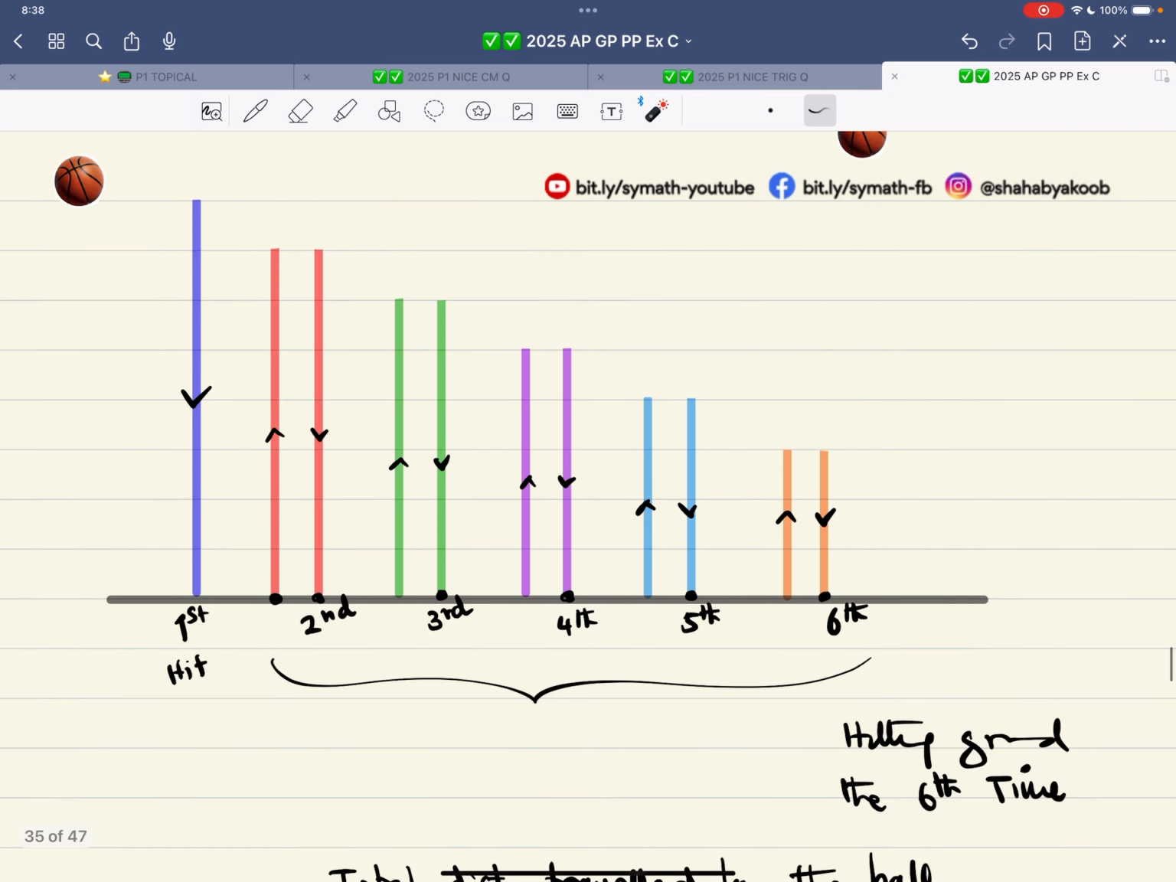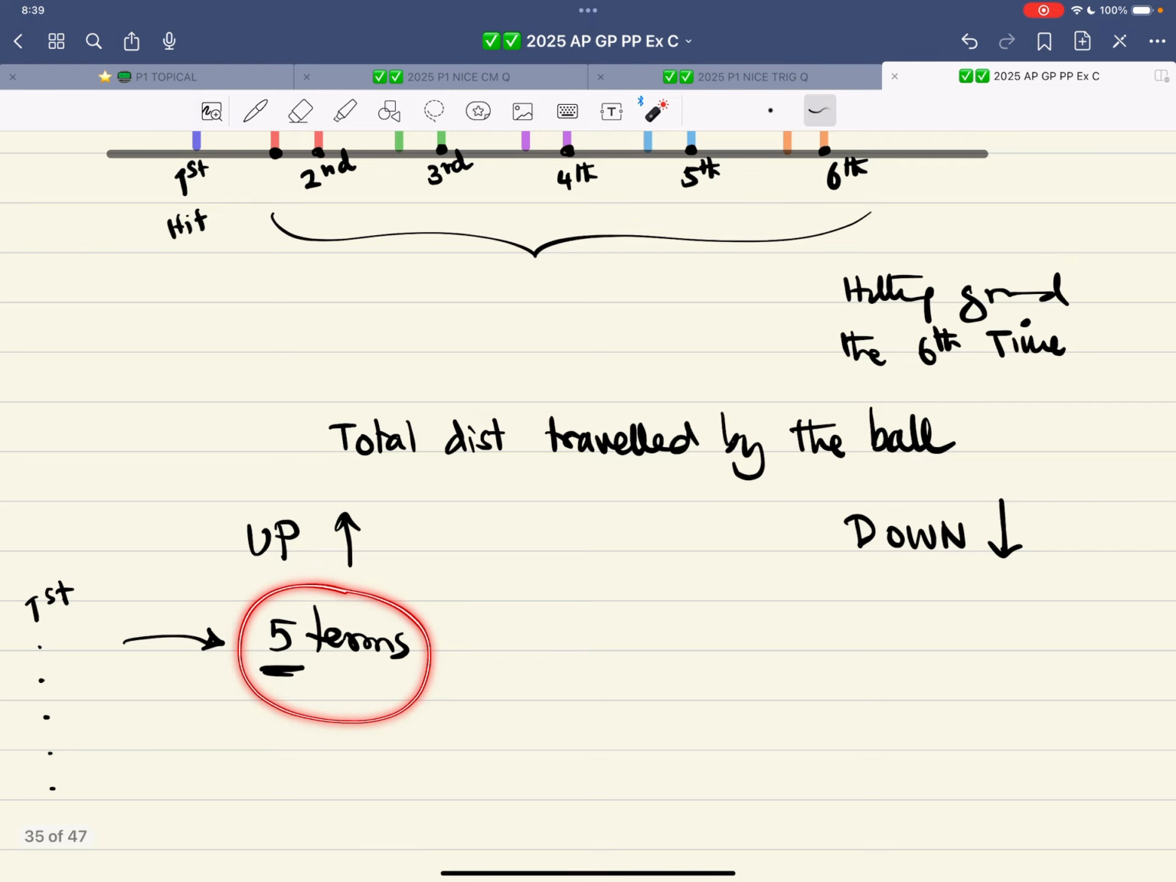Let me take this ball and grab it, hitting the ground for the first time, going up, going down. And then second time going up, going down. Third time going up, going down. Fourth time going up, going down. Fifth time going up, going down. And then that is the sixth. So hitting the ground for the sixth time means 1, 2, 3, 4, 5. There are 5 lines going up, 5 lines going down. So the number of terms is 5.